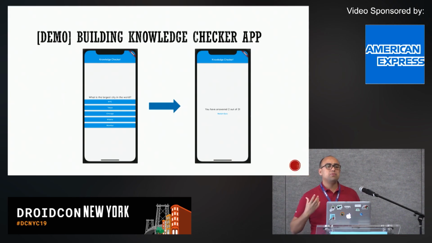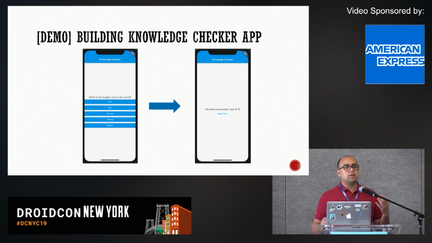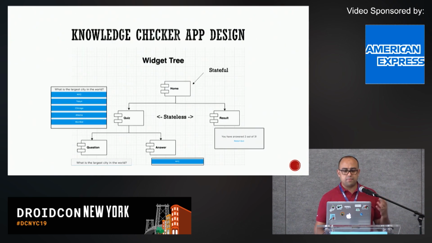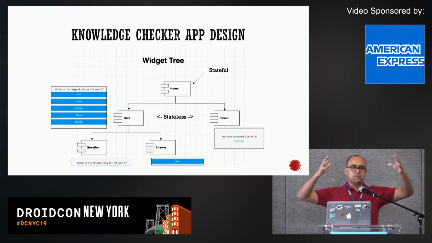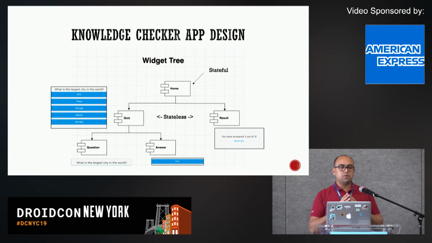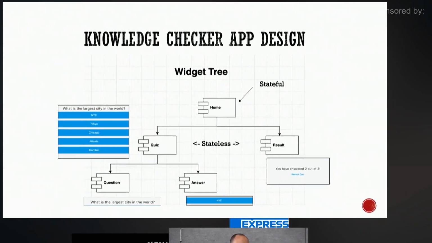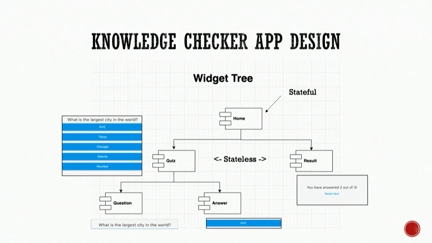how would we design something like this? The first step is to start drawing the widget tree that you would like to have. What we need here is a home page. This home page will contain a quiz widget, which will contain the question text and the possible answers, right?